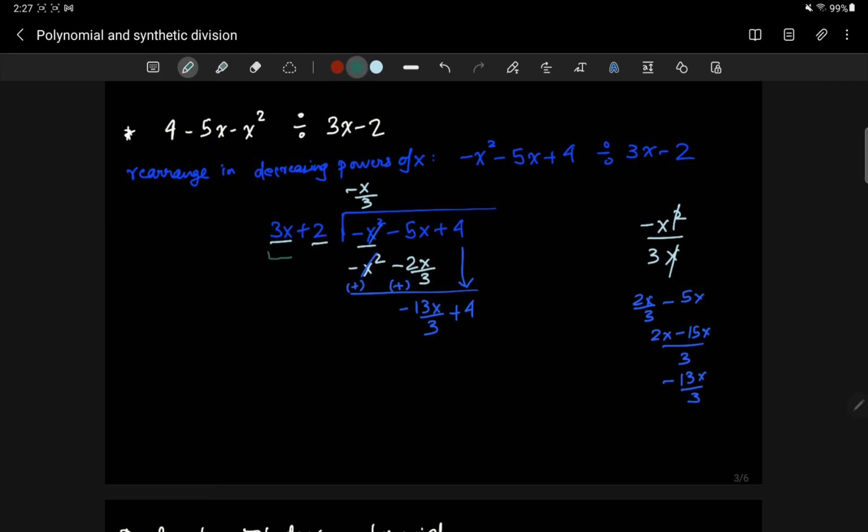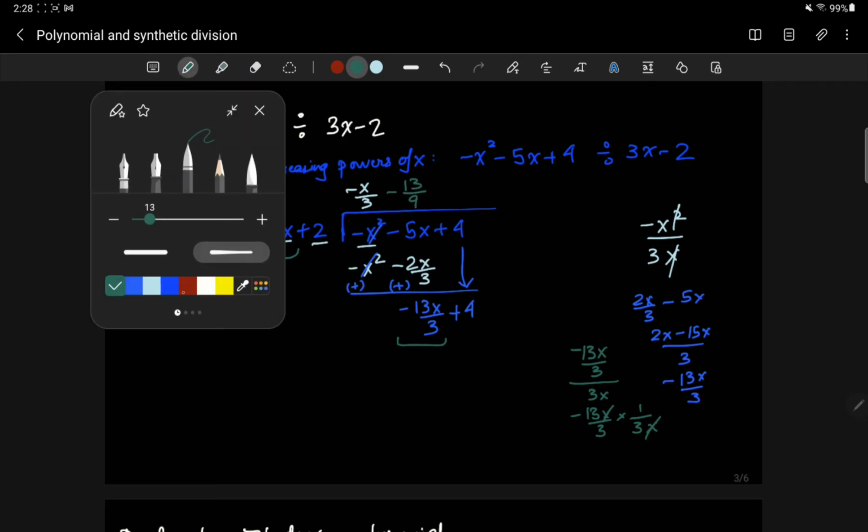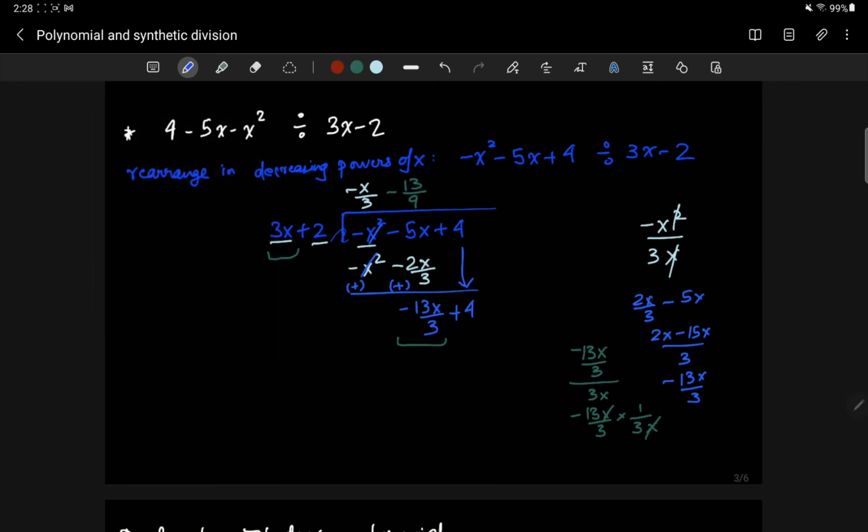Now once again, I compare 3x with this leading term. Negative 13x over 3 divided by 3x becomes negative 13x over 3 times 1 over 3x. The x cancel out and I'm left with negative 13 over 9. So this is negative 13 over 9. And then when I multiply this with both the terms, the first is going to give me negative 13x over 3, because that's how we found that number. The second one is going to be 2 times this number, which is negative 26 over 9.